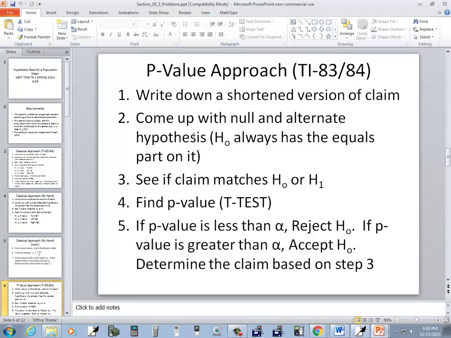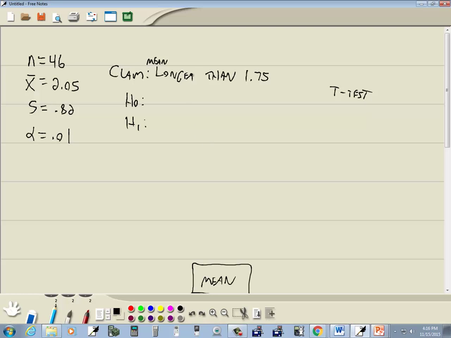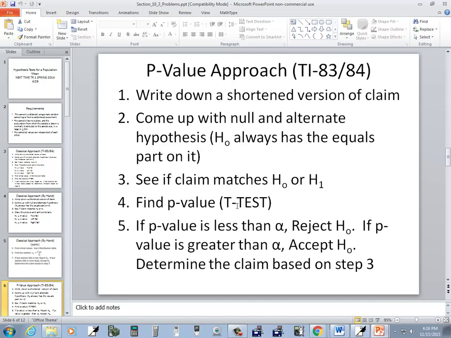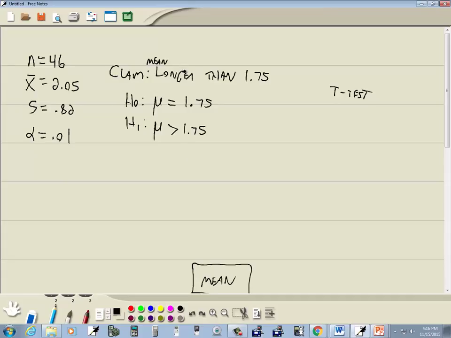Step two, come up with a null and alternative hypothesis. H naught always has the equals part on it. Well, longer means greater than. So H1 will be mu is greater than 1.75, and then H naught is going to be our equals. Some books will put this as less than or equal to, so these are opposites of each other, but the convention that most books go to is they put an equals here. Step three, see if your claim matches H naught or H1. Well, longer we said is a greater than, so obviously it matches H1 because the symbols match.